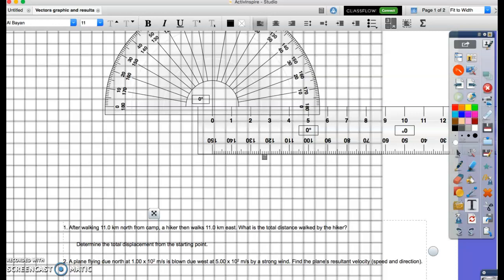Hello, this is Mr. McMurray, and we are doing the Measuring Vectors Graphically worksheet, or the Graphic Vectors worksheet, as I like to call it.